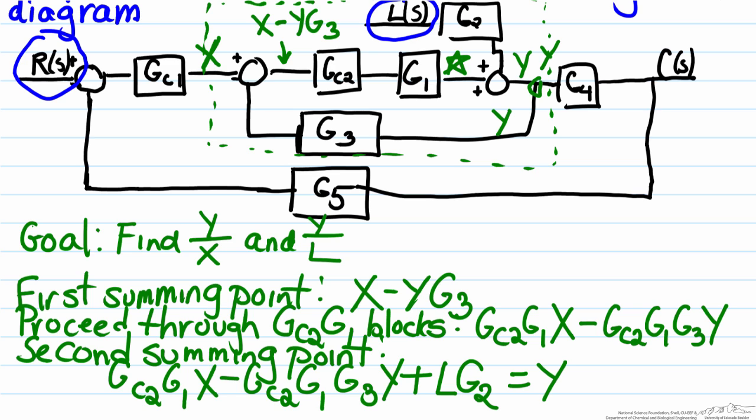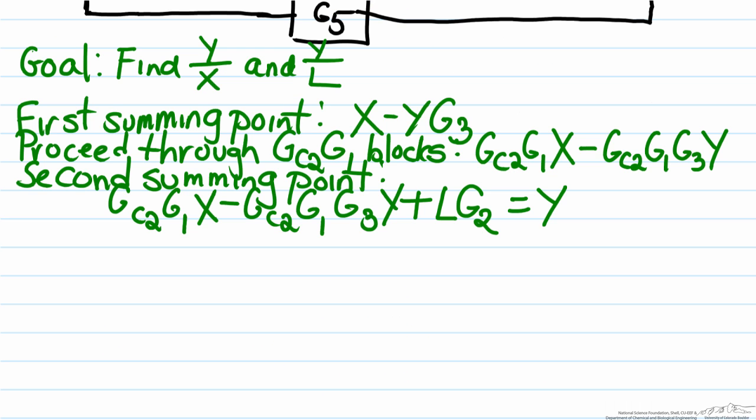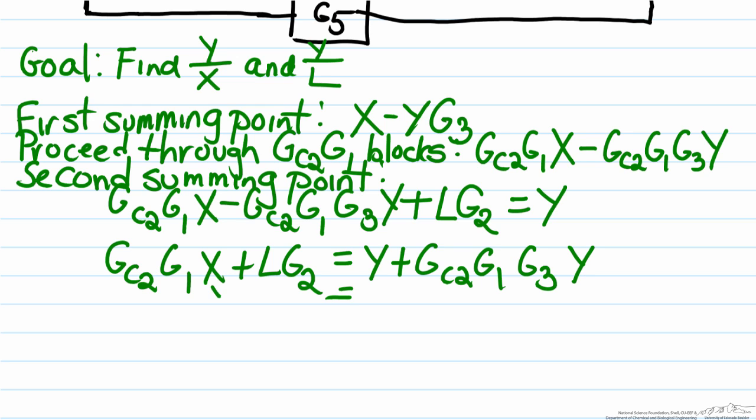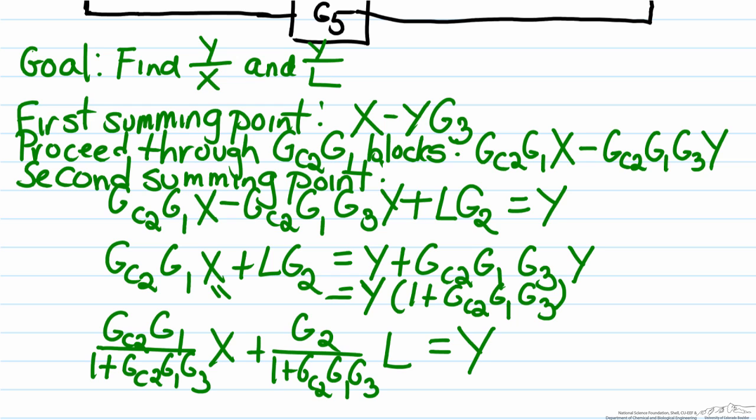So now we're going to find the transfer functions. To find the transfer functions, we gather like terms together. The left-hand side will remain the same. Once we complete our next step, just to factor out y, and when we divide both sides by the 1 plus term, we end up with a couple transfer functions. This transfer function is the transfer function y over x, and this transfer function represents y over L.